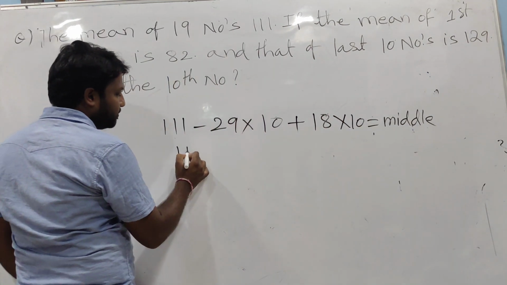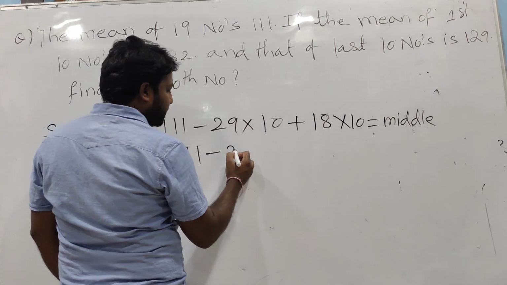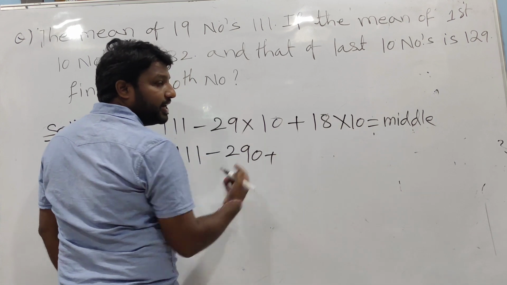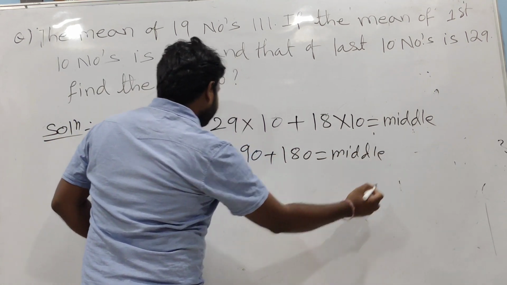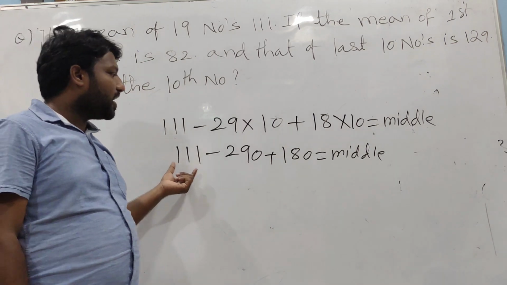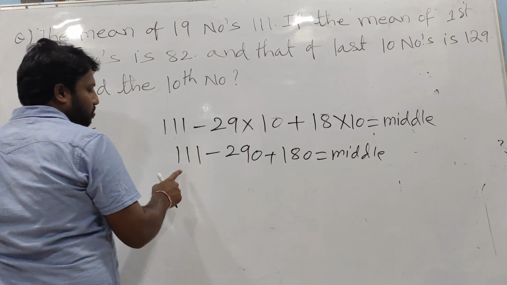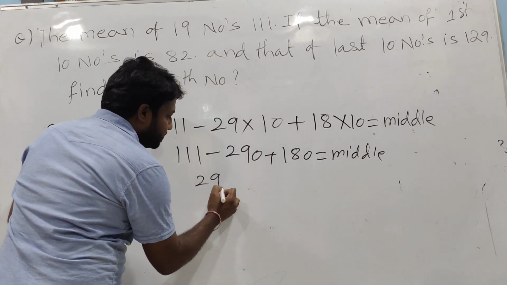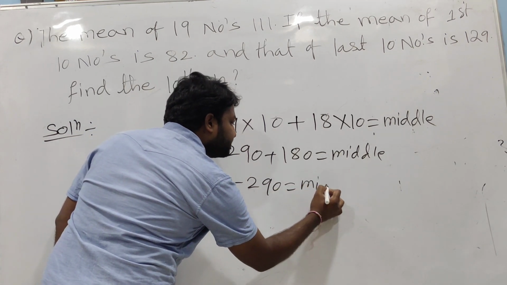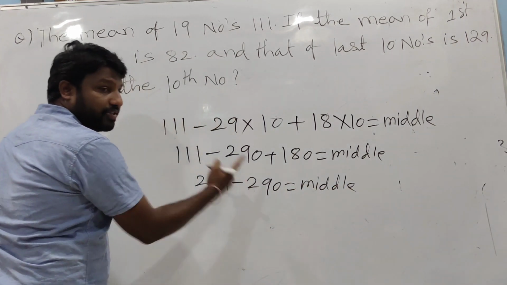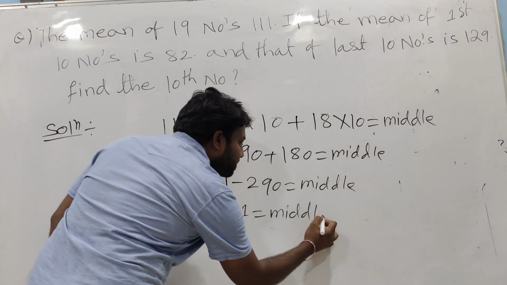If I solve this, this is 111 minus 29 into 10, which is nothing but 290, plus 18 into 10, which is nothing but 180. This is nothing but the middle value. So this is 111 plus 180, which is 291, minus 290, and you will get the middle value. So 291 minus 290 is nothing but 1. That is the middle value.